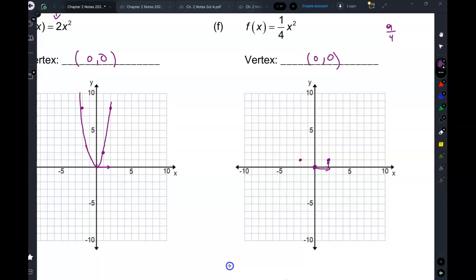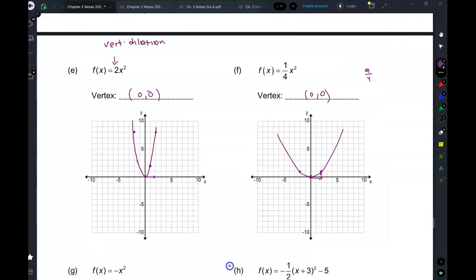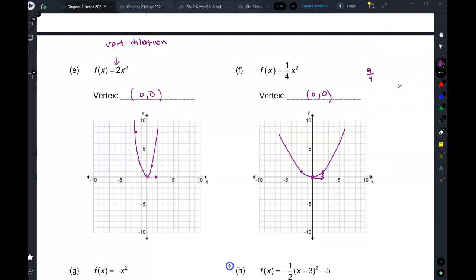Okay, so when I graph this now, look at how it looks. Do you see how much wider that made it? Okay, now, if this doesn't mesh with you, what else can you do? Just pick points. Okay, so it'll be 1/4 times -2 squared, you get a 1. Okay? 1/4 times 0 is 0. 1/4 times 2 squared, you get a 1. You could always fall back on that.